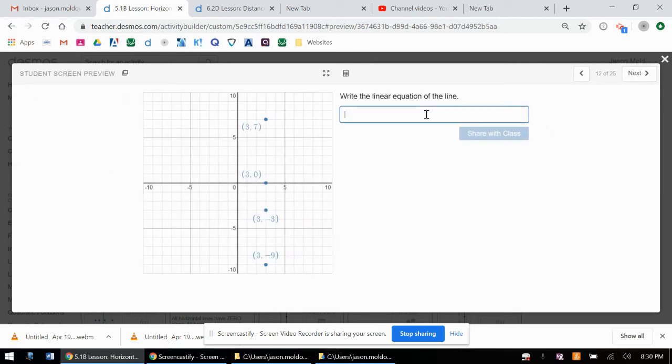And the equation for this, all the x values are equal to 3. Even though the x-axis is horizontal, x equals 3 will produce a vertical line. We'll call it for class.